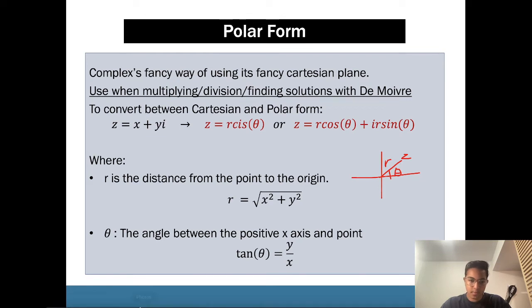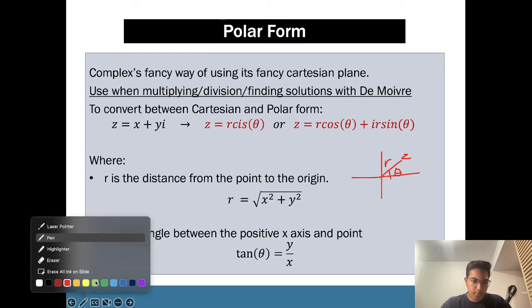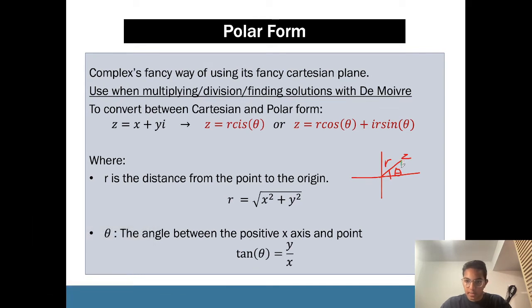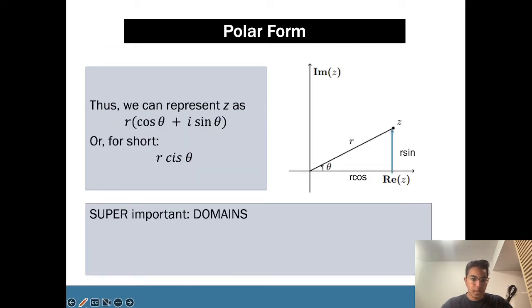This x-axis component, let's see if I can use a different color for this. Here's green. So the y-axis component is going to be this part of our Cartesian system, and the x-axis component is just the x bit from our Cartesian equation there. To figure out r, which is just the length from 0 to z, we just need to use Pythagoras' theorem. So x squared plus y squared, and the square root of that gives us r. And to work out theta, we just use tan theta equals y over x, and then we take arctan, and so theta can be calculated from there. This is just the diagram that I just drew.